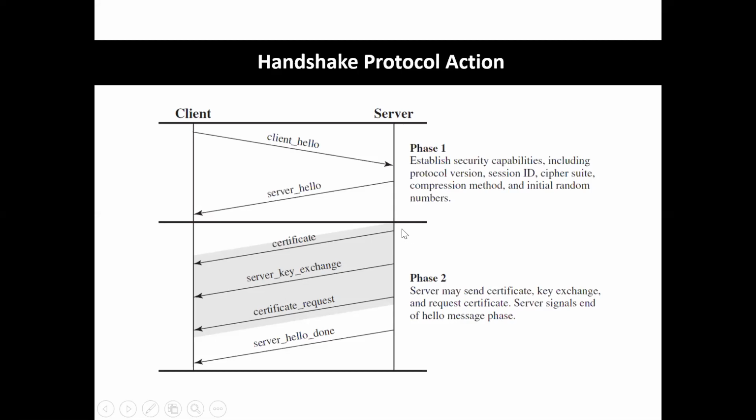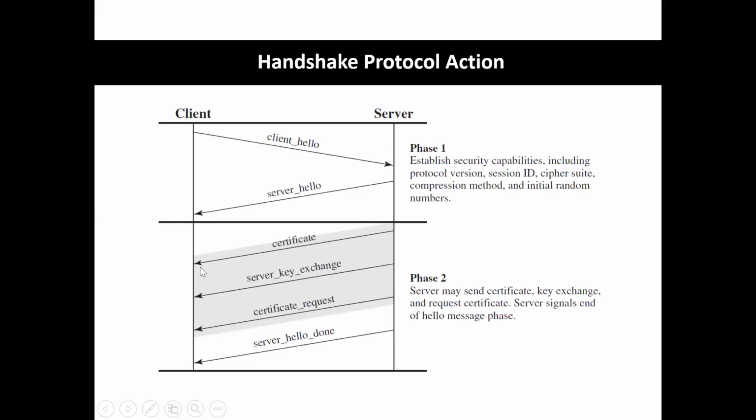The server is going to send the certificate. The gray-colored fields marked here are optional fields. Now, the server has received a certificate from the public key authority, and that certificate, signed by the public key authority, is going to be issued to the client.